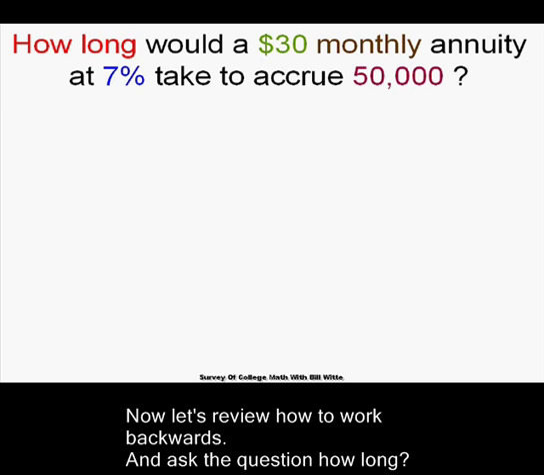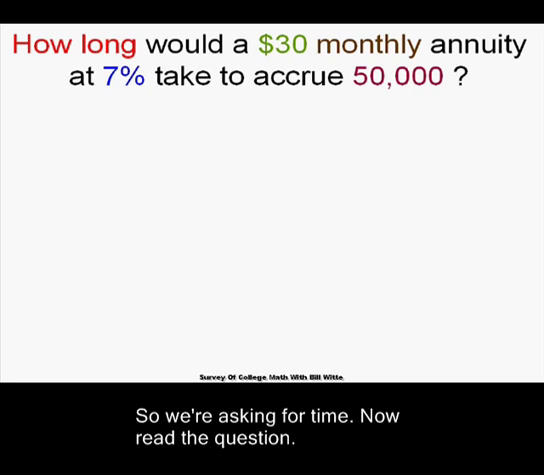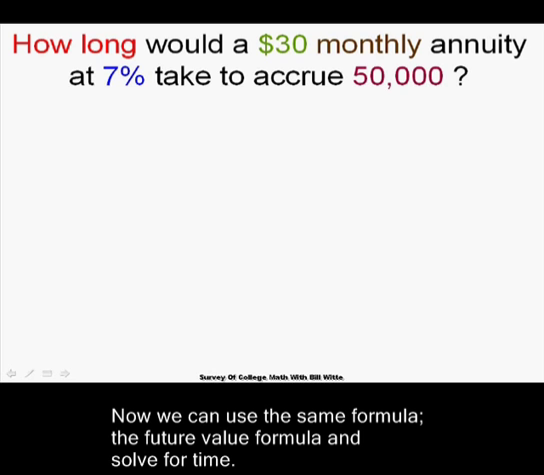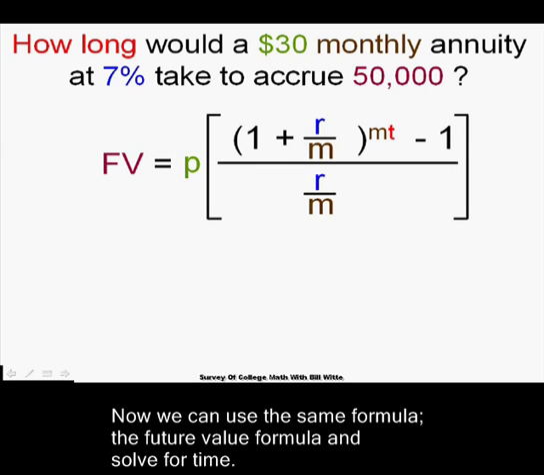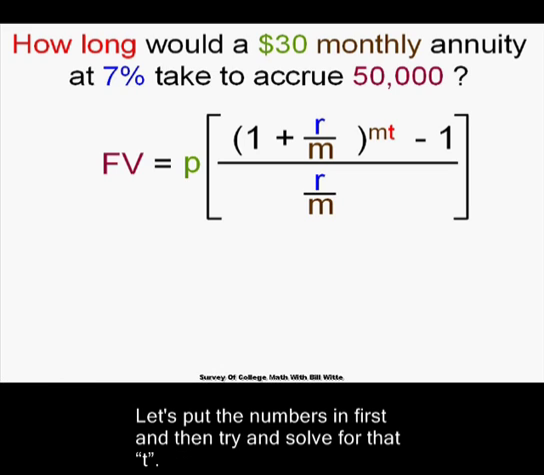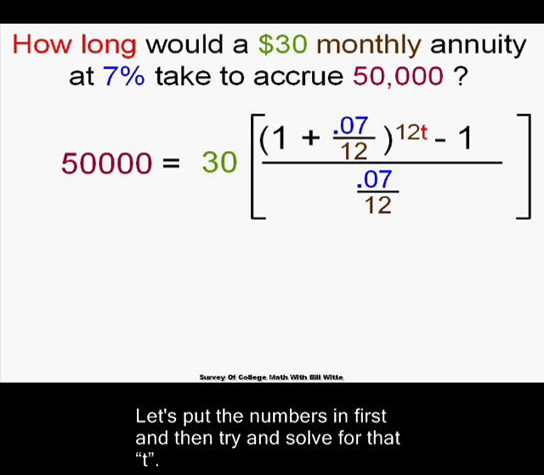Now, let's work backwards and ask the question, how long? So we're asking for time. How long would a $30 monthly annuity, now we're paying a monthly regular payment, that's what an annuity is, if we put it at 7%, how long would it take to build up to $50,000? That's the question. Now we can use the same formula, the future value formula, and solve for time. Let's put the numbers in first and try and solve for that T, that little red T.